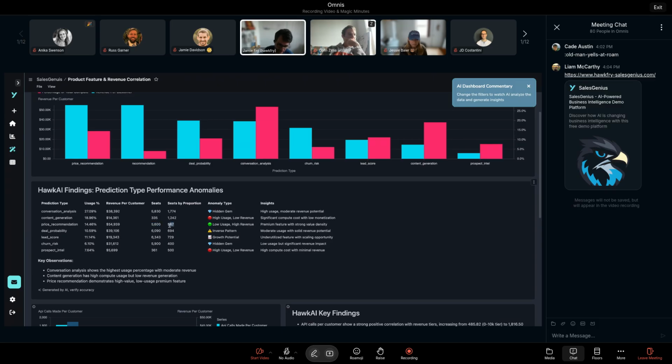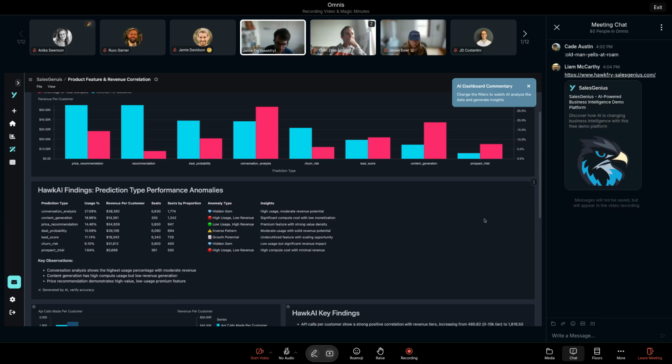But if you were to divide the number of seats using it per the compute, it's quite low. So it's quite cost efficient as well. So that's like a premium feature there, higher revenue, low usage. So from this, I could try and take it from here and try and figure out different pricing models or different ways that I might want to use these predictions.